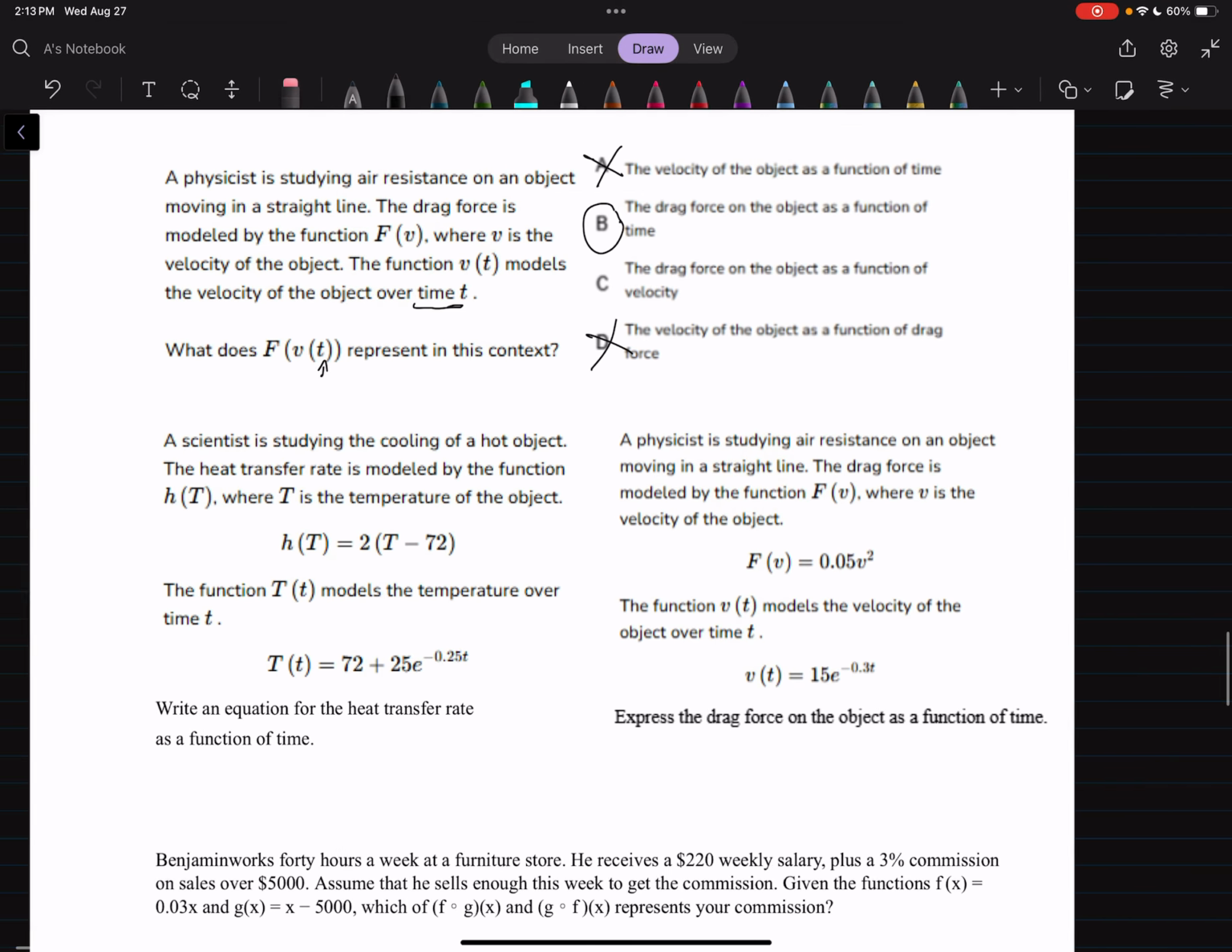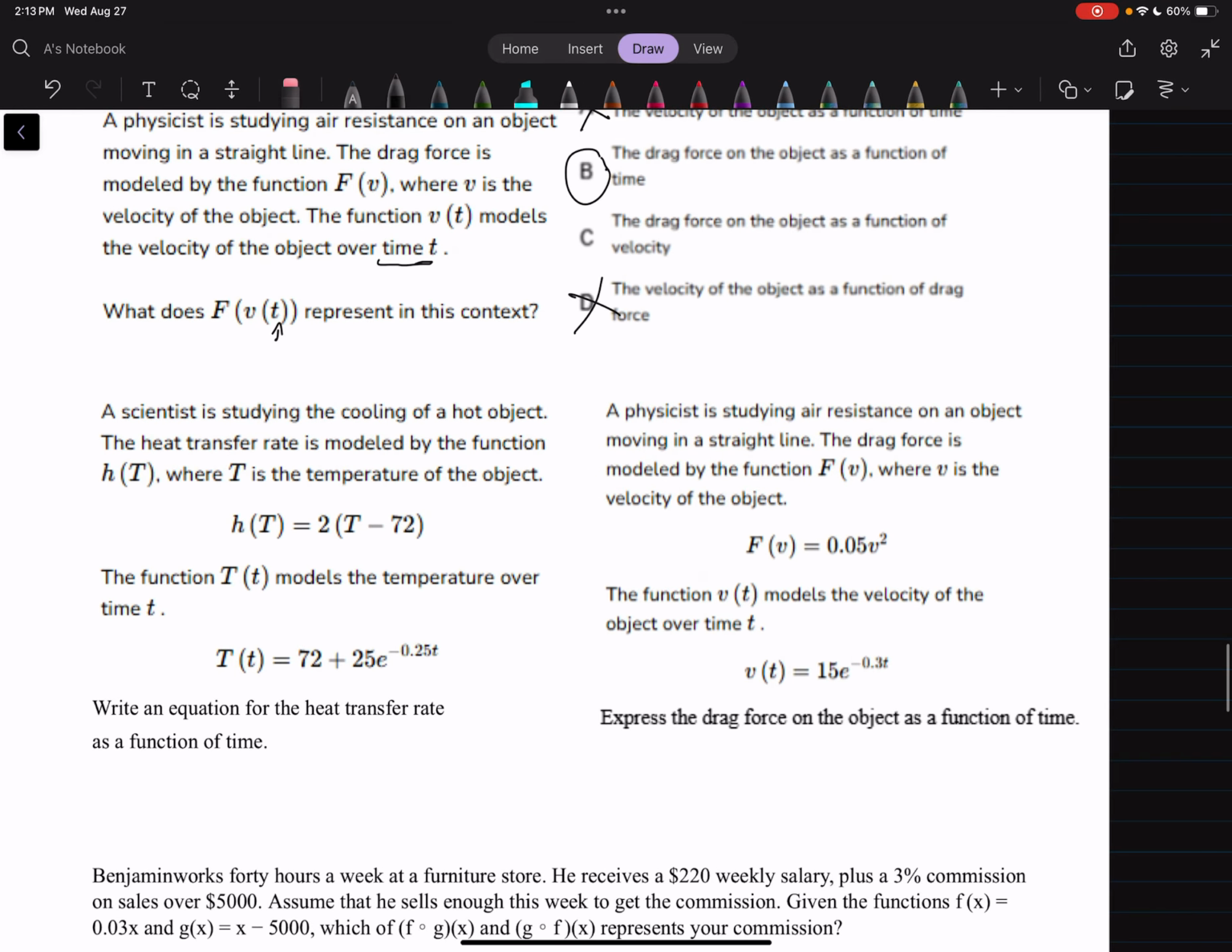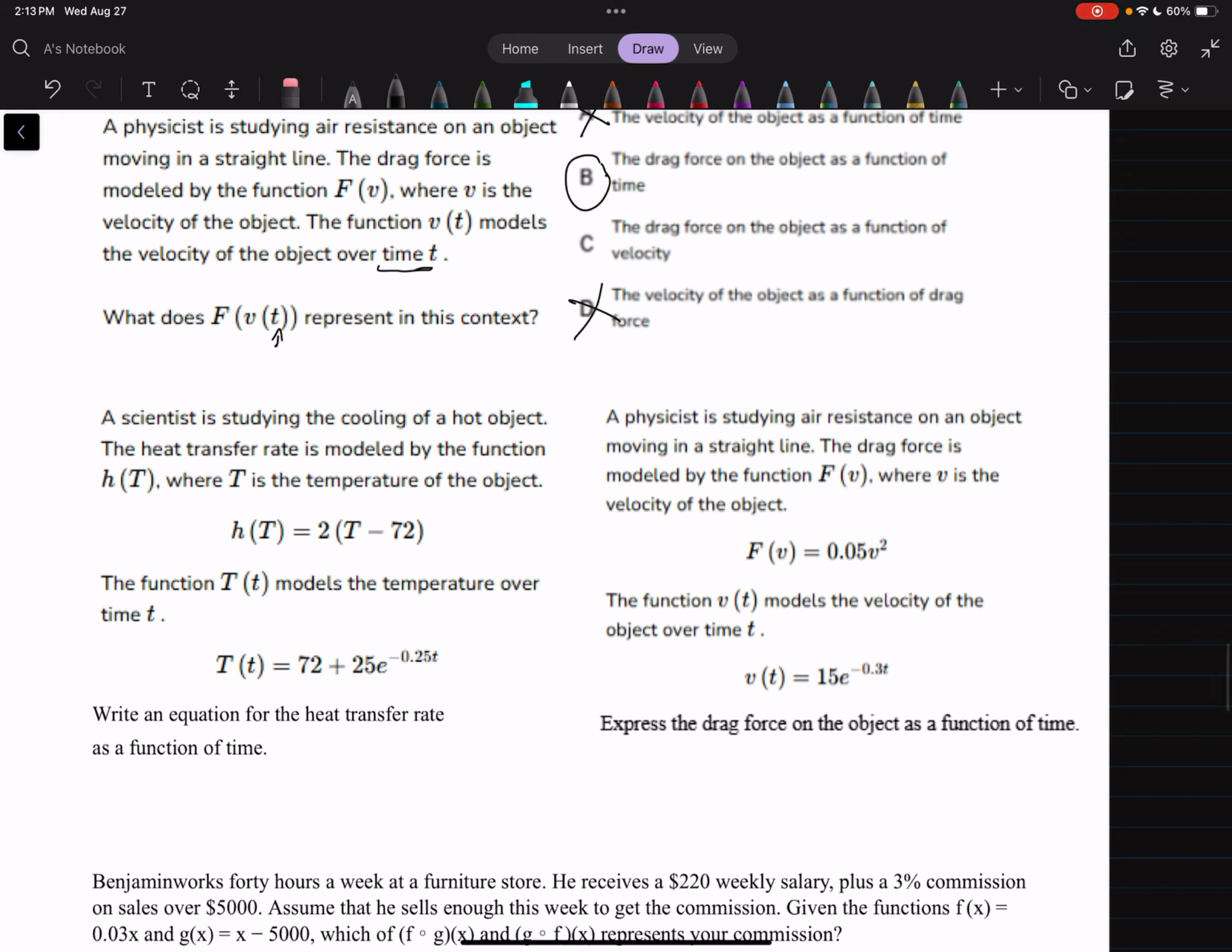Speaking of drag force, let's look at the next one on the bottom right. By the way, these are two separate problems, in case that wasn't clear. A physicist is studying air resistance on an object. F of v is the velocity of the object. V of t is the time. Express the drag force on the object as a function of time.